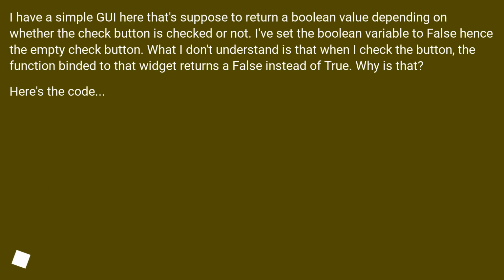Tkinter Checkbutton widget returning wrong boolean value. I have a simple GUI here that's supposed to return a boolean value depending on whether the check button is checked or not. I've set the boolean variable to false, hence the empty check button. What I don't understand is that when I check the button, the function bound to that widget returns false instead of true. Why is that? Here's the code.